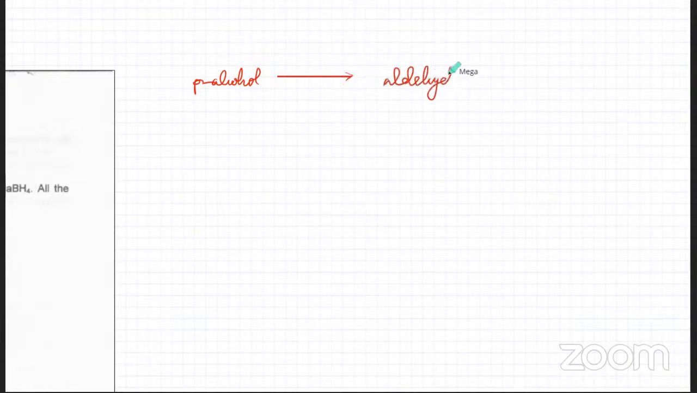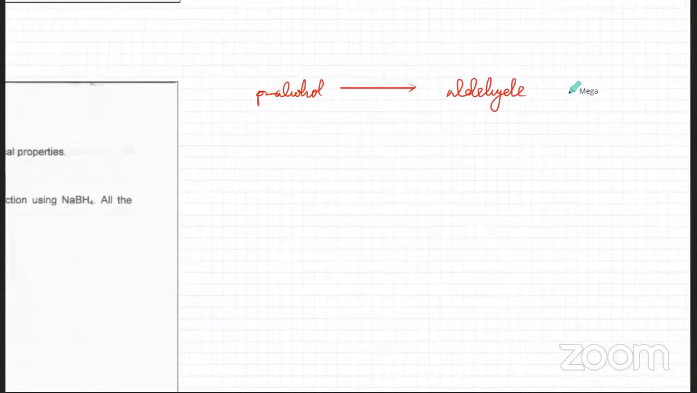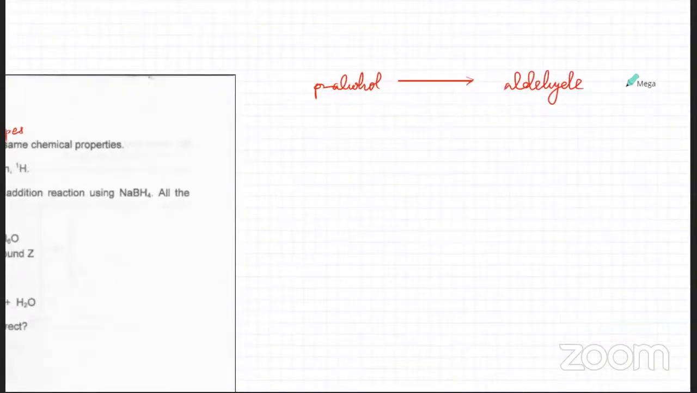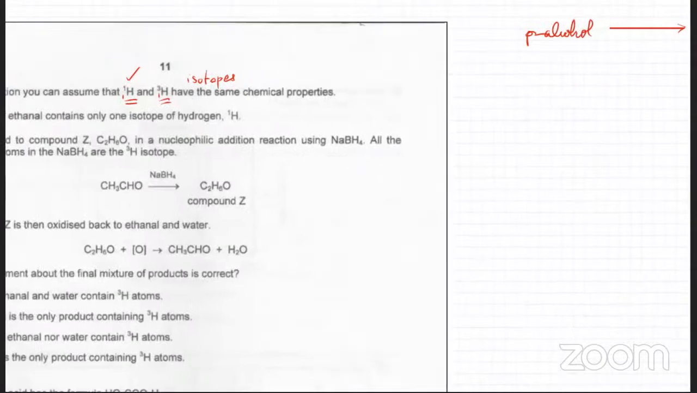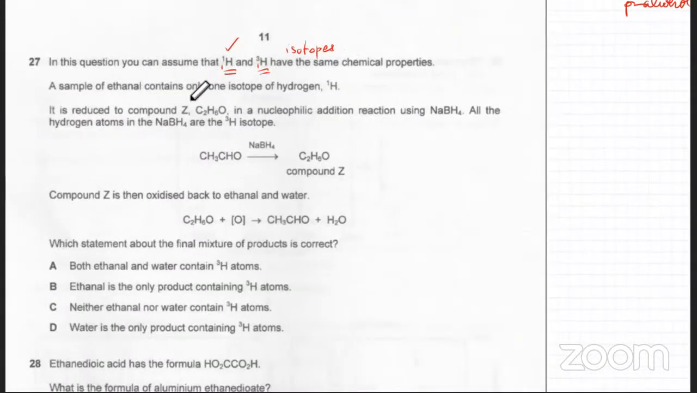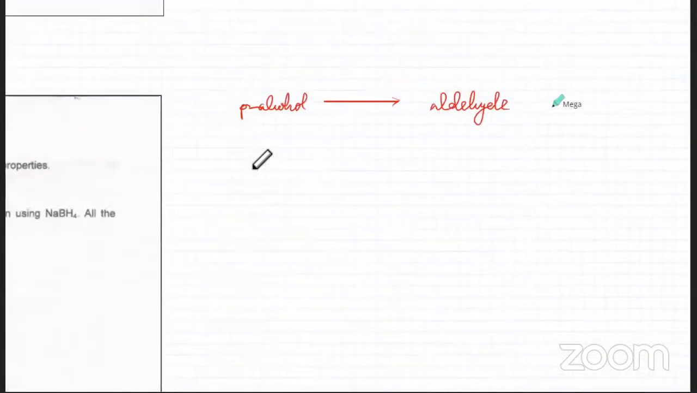And I think he was talking about an aldehyde. I mean, the question was very specific. One second, where's the question? So he was talking about an aldehyde, which is ethanal. The double bond O is right at the end. Primary alcohols turn into an aldehyde, and aldehydes get further oxidized to carboxylic acids.